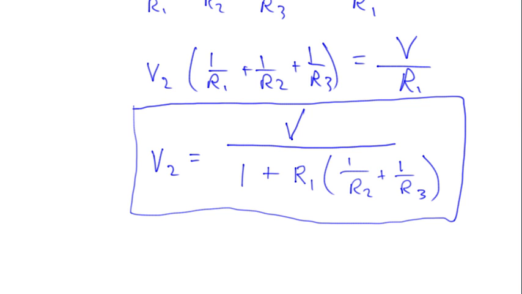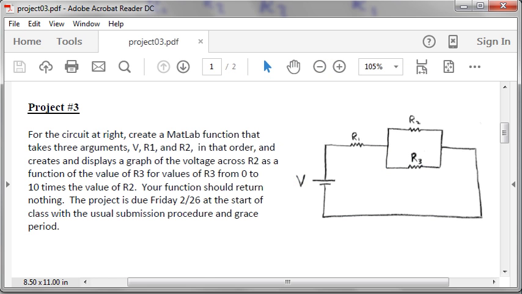Alright, so let's see what we're supposed to do. I think we're supposed to graph V2 as a function of R3. V, R1, and R2 are provided by the user. R3 is a variable, and we see what V2 looks like as a function of R3. Let's make sure that's the case. Returns nothing. Graph of voltage across R2, that's what I call V2, as a function of the value of R3, for R3 from 0 to 10 times R2.